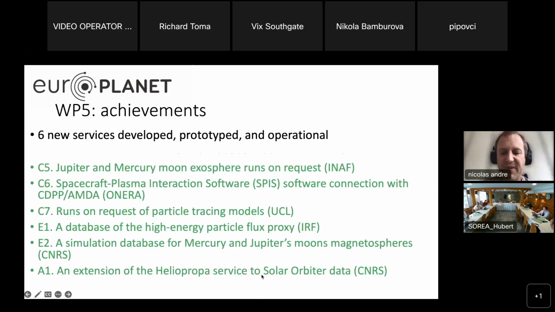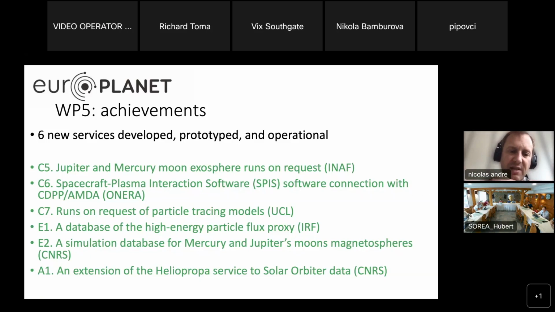We extended the PSWS services with six new services, prototyped and operational at the moment. One about run and request to model Jupiter moon exosphere and Mercury exosphere, in strong link with JUICE and BepiColombo, and this is developed by our Italian colleagues at INAF. One developed by ONERA, you will see it, about spacecraft plasma interaction software in connection with observational data ingested in different tools for the program.